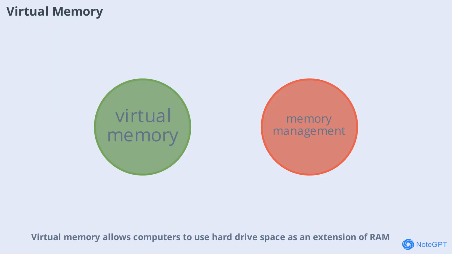Virtual memory allows computers to use hard drive space as an extension of RAM. This lets systems run larger programs than physical memory alone would allow. The operating system manages virtual memory, swapping data in and out as needed to keep everything running smoothly.